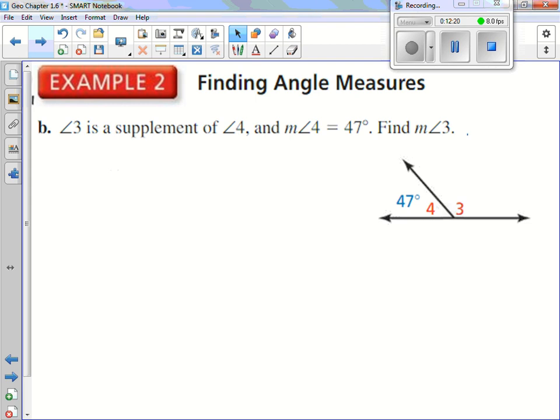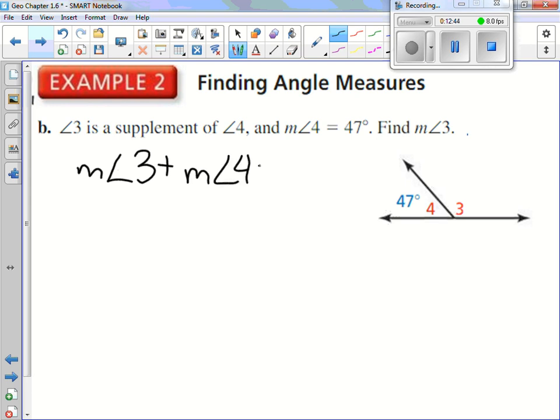Angle 3 is a supplement of angle 4. What is the measure of angle 4? So Jesse, what does it mean if two angles are supplements? They supplement each other? They add up to 180, yes. So the measure of angle 3, so really I should have written the last one like this here: measure of angle 3 plus the measure of angle 4 is equal to 180.